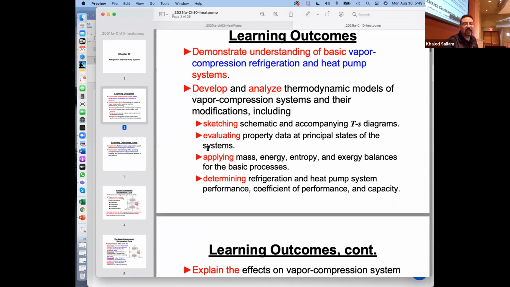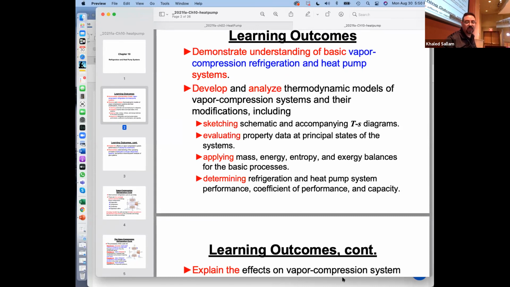So sketching is really important. I think we need to be able to demonstrate that cycle on a TS diagram or a PH diagram, or some years I asked them for both of them, because I also think that looking at that cycle on the PH diagram can give you ideas how to improve it. You need to visualize the problem. You need to see where is the weakness in the cycle.